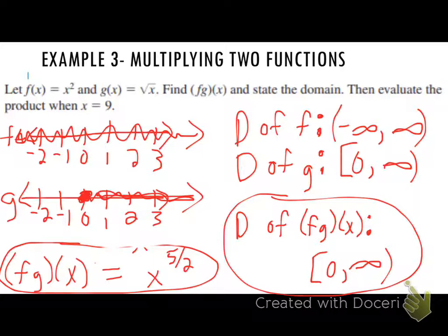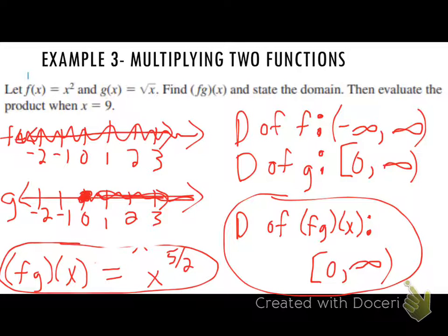Does everyone see why it's 0 to infinity? Once again, if I laid the graphs on top of each other, it's the overlap of the two graphs. So that'd be from 0 all the way to infinity. Anything below 0, that's just the shading from f, right? I want the shading from both of them at the same time. Any questions on that domain? So that's how we handle it if they don't have the same domain. Okay?